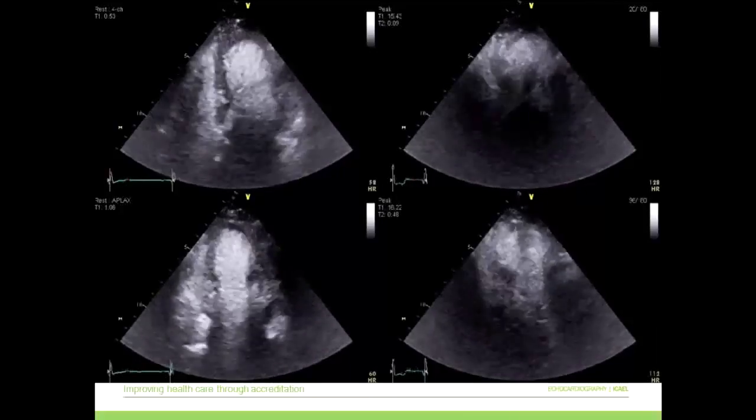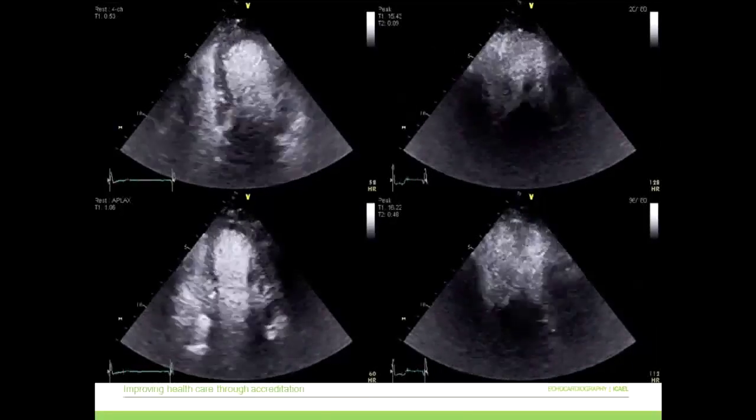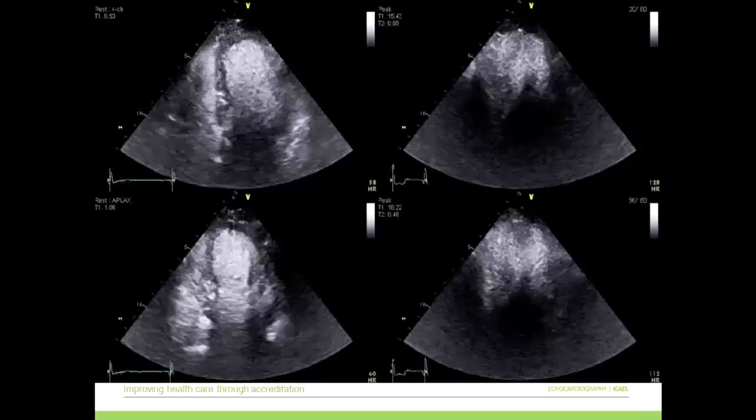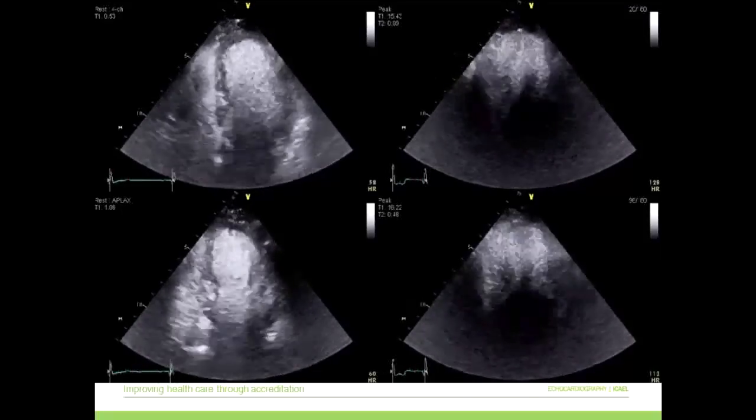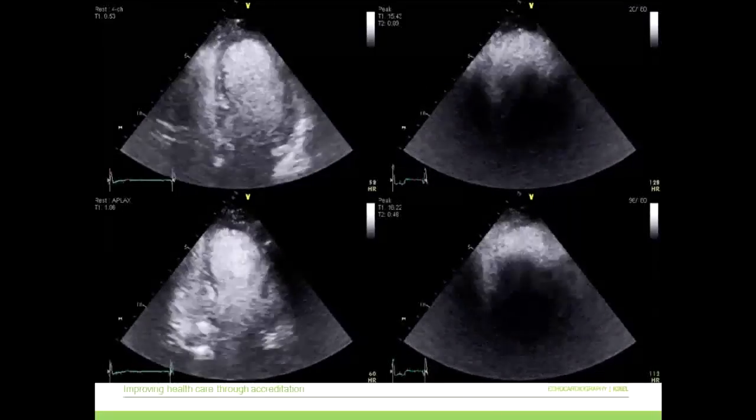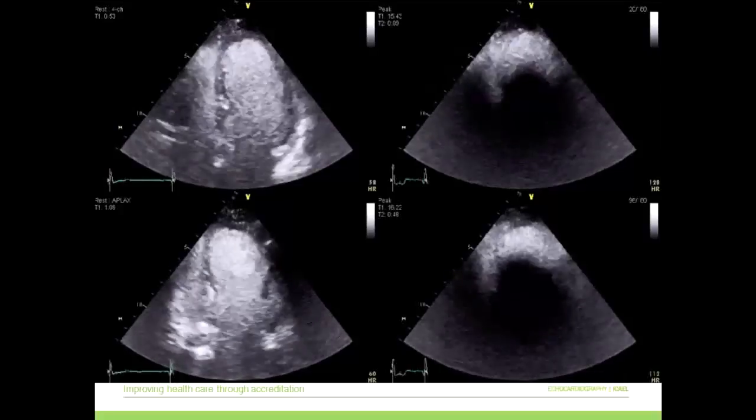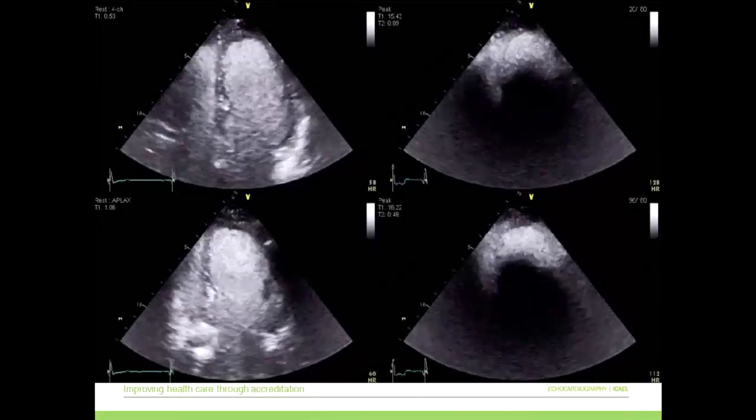So attenuation artifact is okay for transthoracic echo. You have a lot of time. Well, not a lot of time, but you can wait. It doesn't take long to resolve. But with stress echo, it really can cause a problem.